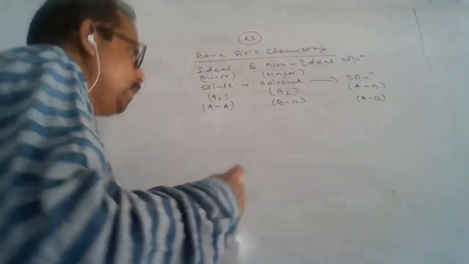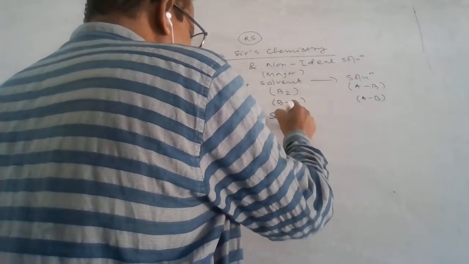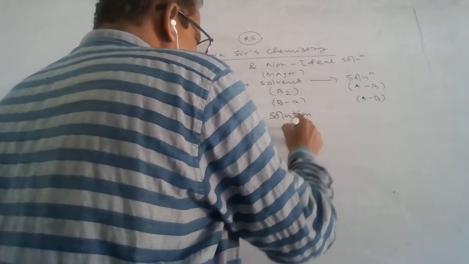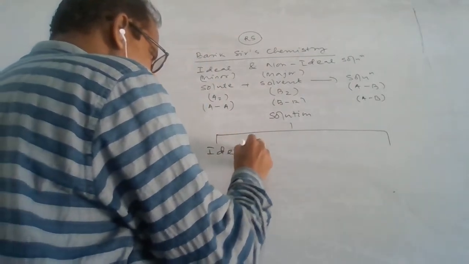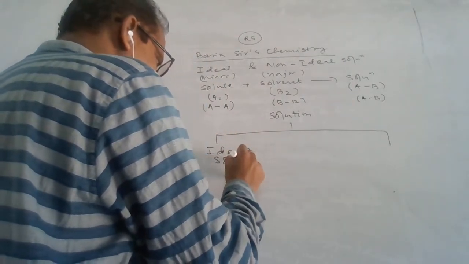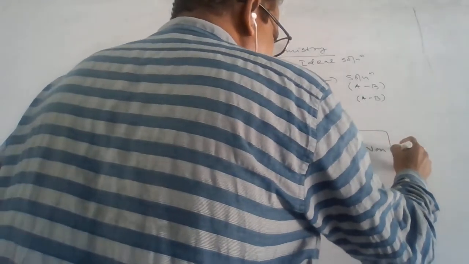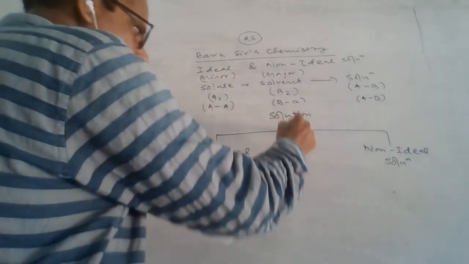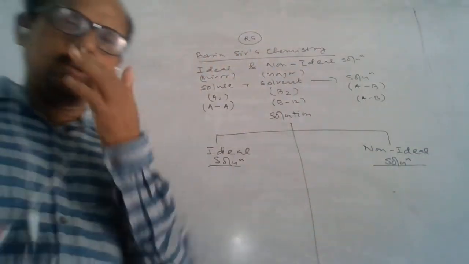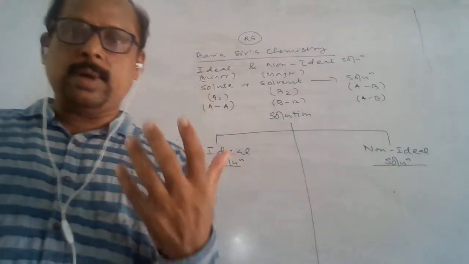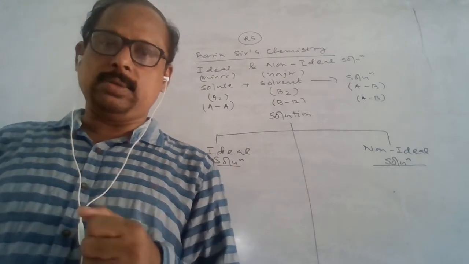Okay. So let us see, solutions are basically of two types. One is the ideal solution, another is the non-ideal solution. The solutions are two types: one is the ideal solution and the other one is the non-ideal solution.